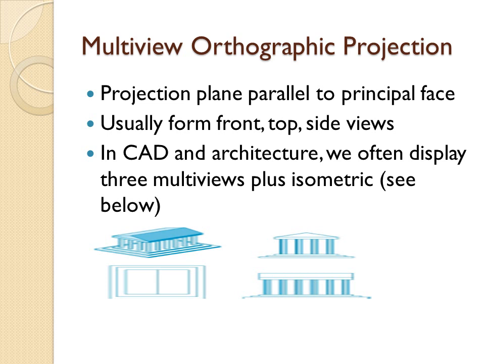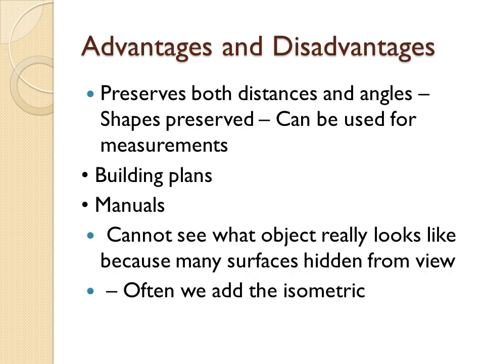Orthographic parallel projection is commonly used to produce views of a 3D object for the various faces that I have already discussed. It is used for displaying the principal faces: top view of the building, side view of the building, front view of the building. So the advantage is it preserves both distances and angles. Shapes are preserved and it can be used for measurement of building plans and manuals. But we cannot see what the object really looks like, that I had already discussed.